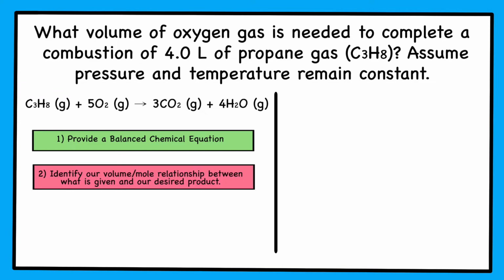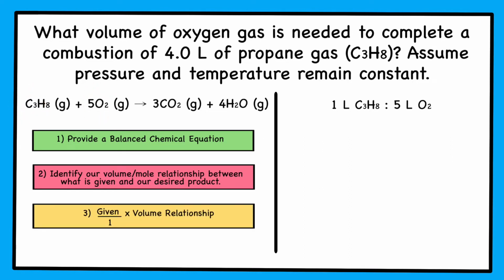My next step is to identify my volumetric relationship, or my volume ratio, between what is given and what I want. To do this, I look at my coefficients. Through looking at my coefficients, I see that there is 1 mole of propane to 5 moles of oxygen. That easily can be converted to liters, so 1 liter of propane to 5 liters of oxygen. Now my final step is to multiply my given volume by the relationship that will give me my desired product. I'm given 4 liters of propane, so I'm first going to put that over 1. Now I can either multiply it by the relationship of 5 liters of oxygen over 1 liter of propane, or 1 liter of propane over 5 liters of oxygen.